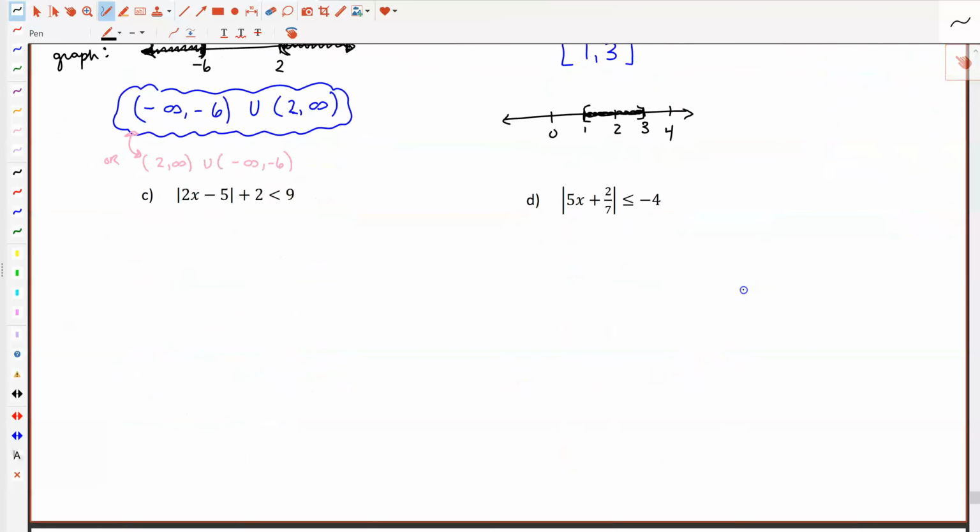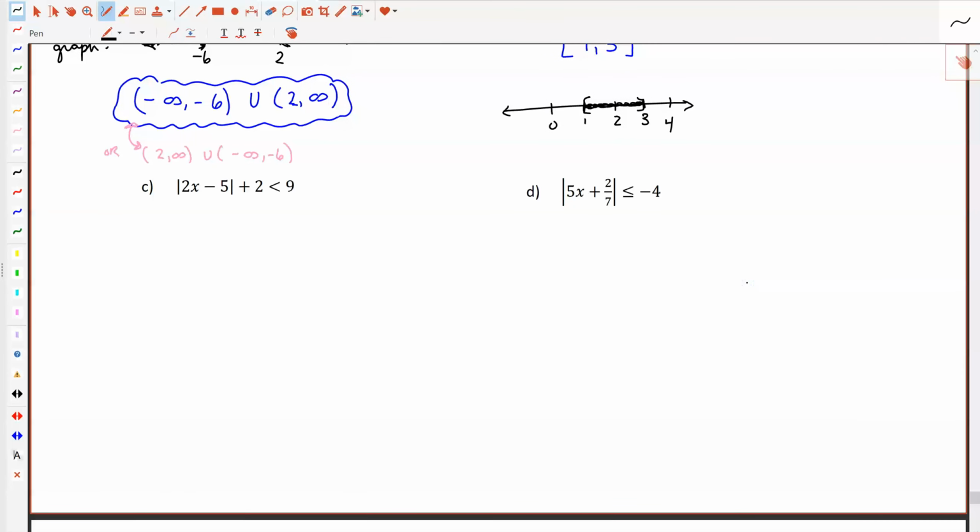Okay, so let's take a look at our next example. We have the absolute value of 2x minus 5, close the absolute value, plus 2 is less than 9. For this one, my absolute value is not already isolated, so the first thing I want to do is isolate it by subtracting 2 from both sides. So I get the absolute value of 2x minus 5 is less than 7. Okay, so since this is a less than inequality and this number over here is positive, it does make sense to solve this.